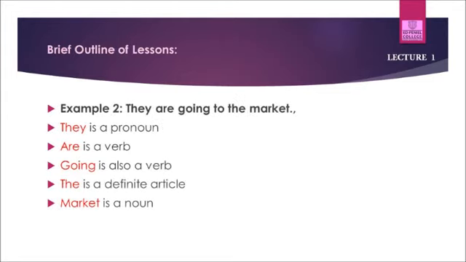Example 2. You have the sentence, they are going to the market. Now in this sentence, the word they is a pronoun. Are is a verb. Going is also a verb. To is a preposition. The is what we call a definite article. And the market is also what? A noun. So you see, each of these words belongs to a particular group or family. So the way we group or identify the words we use in their respective families is what we call the part of speech.